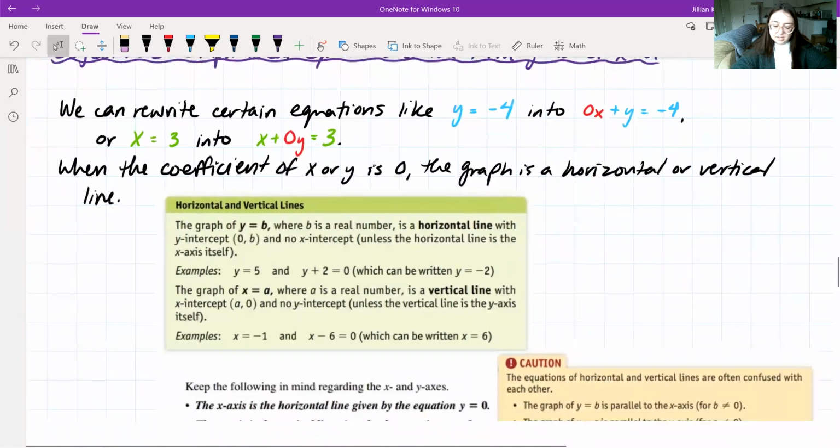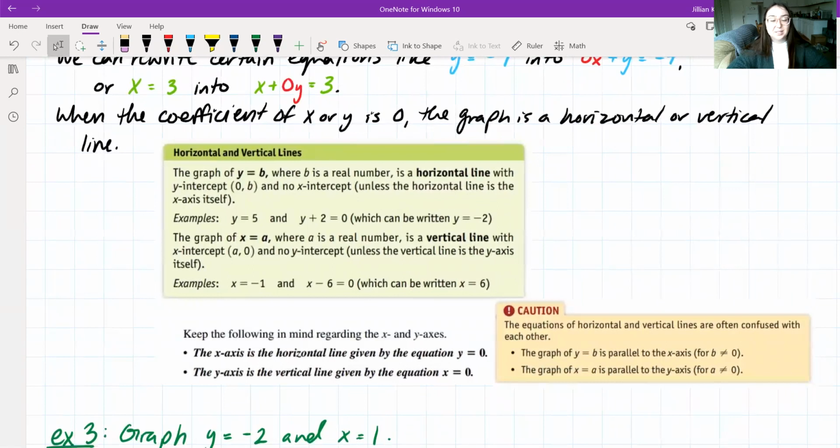Zooming in a little bit here. So horizontal and vertical lines. The graph of y equals b, where b is a real number, is a horizontal line with the y-intercept (0, b) and no x-intercept, unless the horizontal line is the x-axis itself. This would be at the origin. So examples, y equals 5 and y plus 2 is equal to 0, which we would just rewrite as y equals -2.